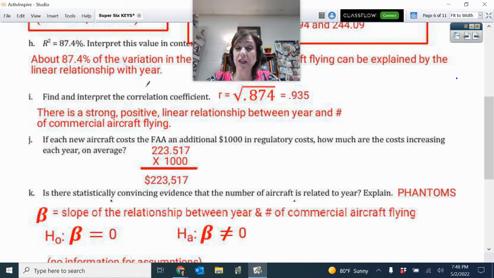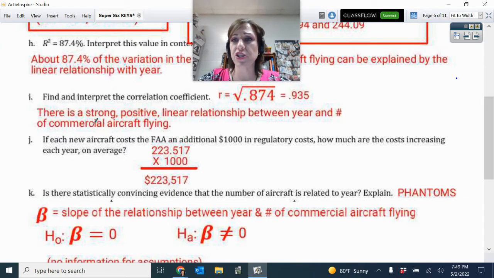But it's that percent of variation in the Y that can be explained by that linear relationship with X. So find and interpret the correlation coefficient represented by the R. So I did the square root of that R squared. Make sure you look at the slope to determine the sign. The slope was positive, so therefore I know R is positive. So there is a strong or weak, positive or negative, linear relationship. That is describing the relationship there. So that's another key phrase to look for.